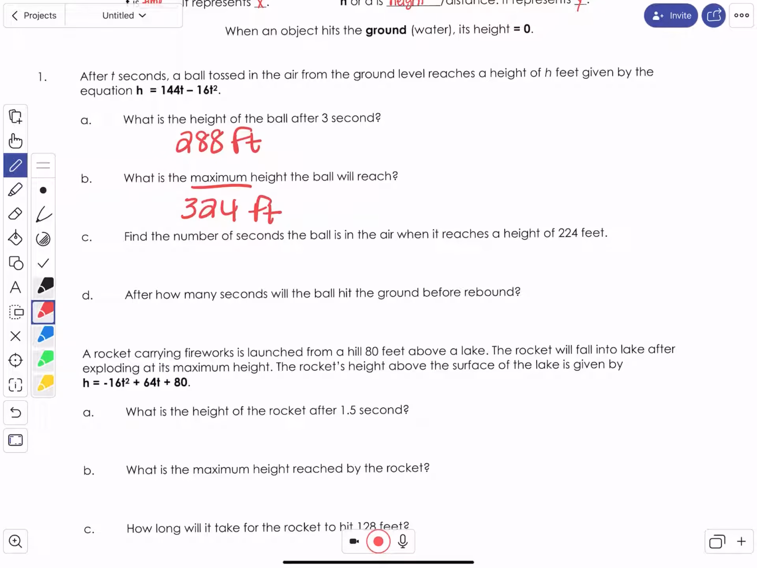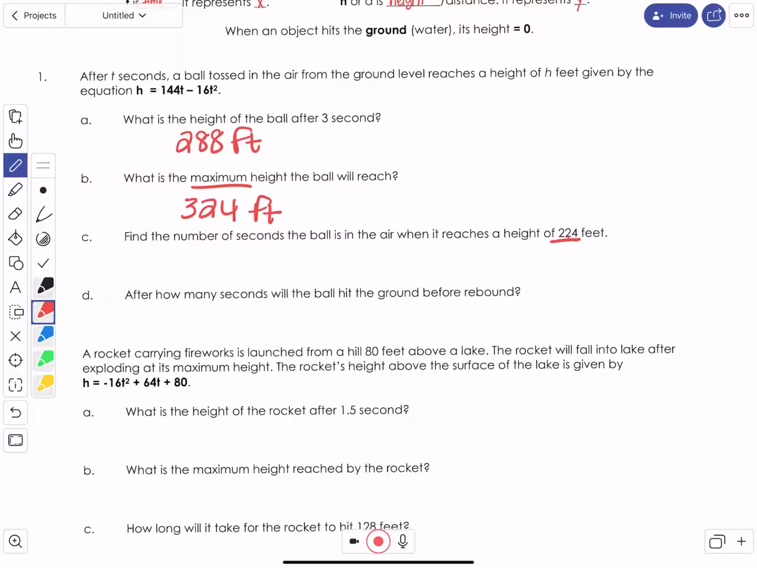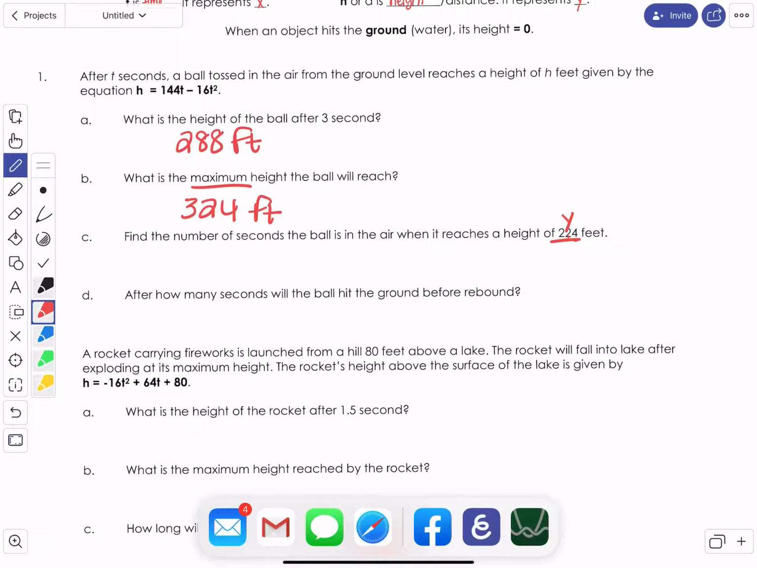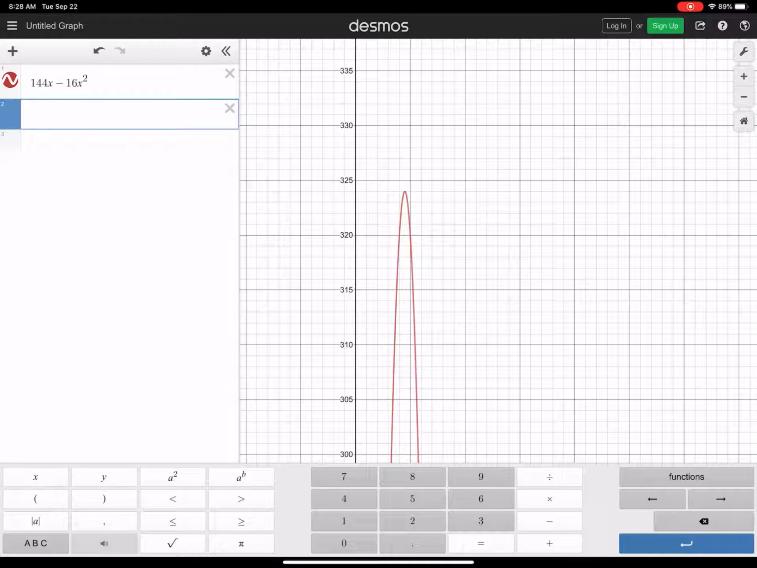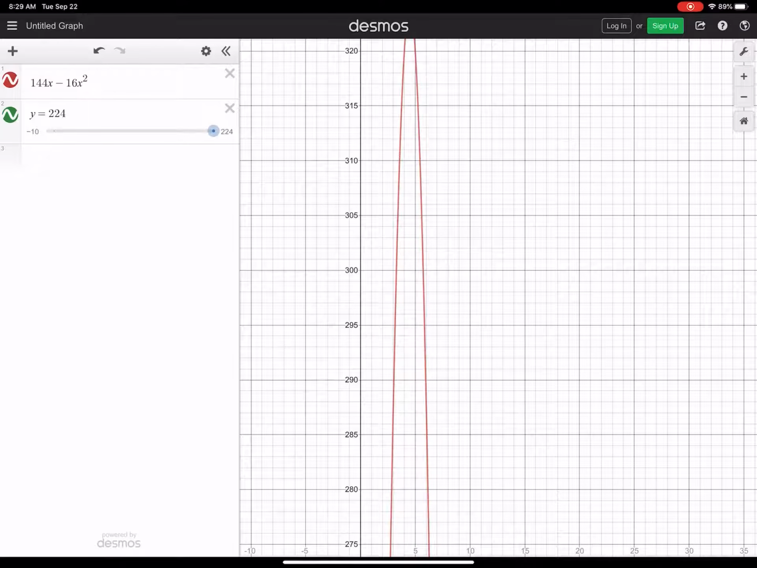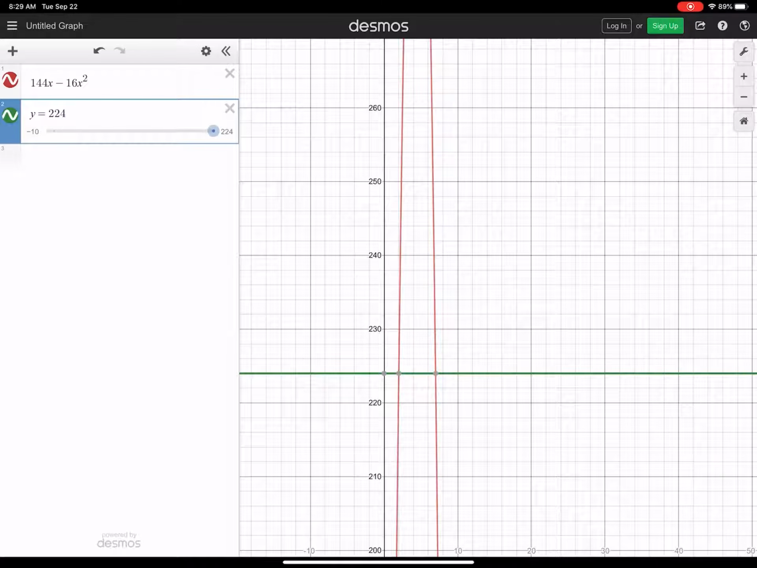Okay, find the number of seconds the ball is in the air when it reaches a height of 224 feet, okay? So this is a y, okay? That's a y, 224 feet. So if we want to find that, what I'm going to do is get rid of this, and type in y equals 224, and I'm going to go down here, and I'm going to see that it gives me a line right there.